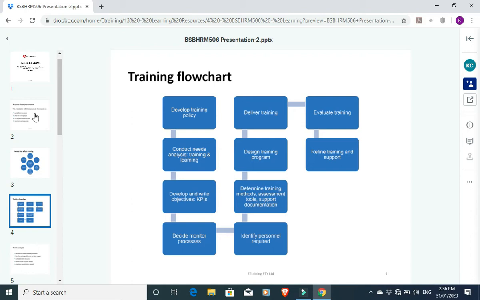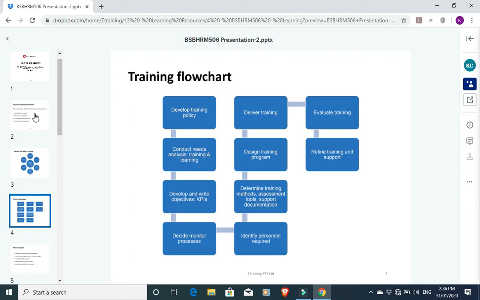And then you develop and write the objectives. What are the key performance indicators that should be achieved? And how do you monitor that the training is being carried out in the way it should be? Once you develop all those evaluation methods and monitoring methods, then you go on to delivering the training.